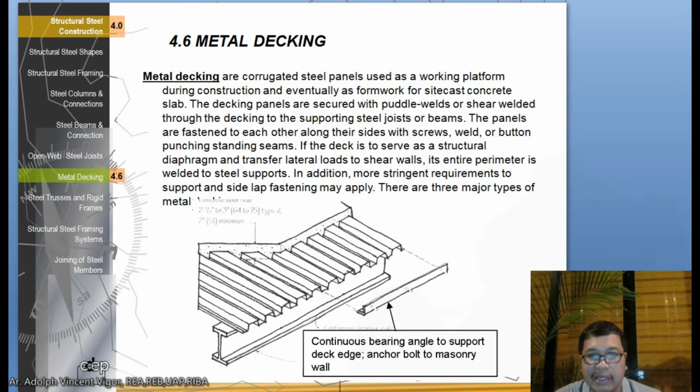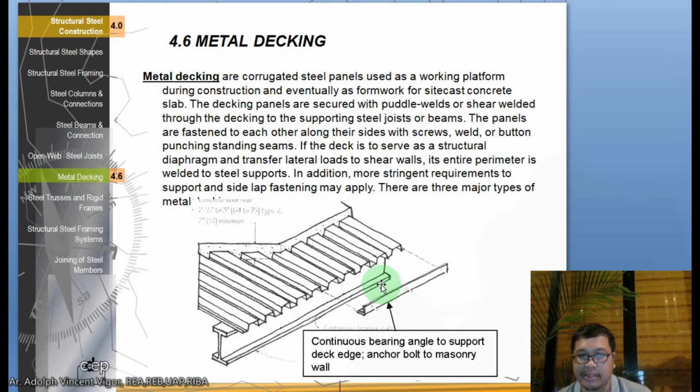So the deck serves as a structural diaphragm and transfers lateral loads to shear walls. Its entire perimeter is welded to steel supports. In addition, more stringent requirements for support and side lap fastening may apply. So there are three major types of metal decking. So this is your steel deck.